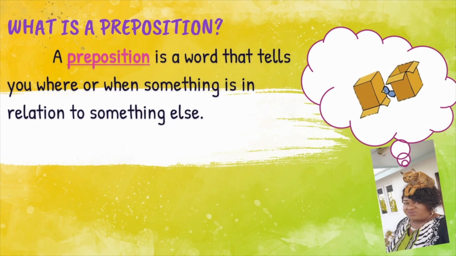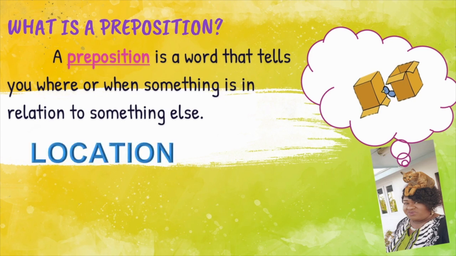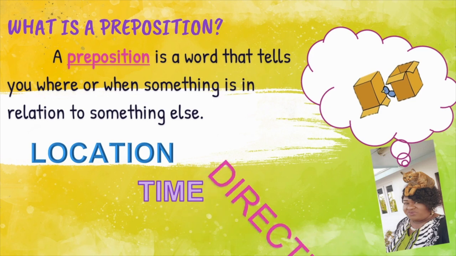Remember when I said that we will be taking our rightful positions? Well, that's just what a preposition is. A word that tells the position of a noun or pronoun. A preposition is a word that tells you where or when something is in relation to something else. A preposition can also be described as a word that connects a noun or pronoun to the rest of the sentence. Prepositions tell us location, time, and direction.